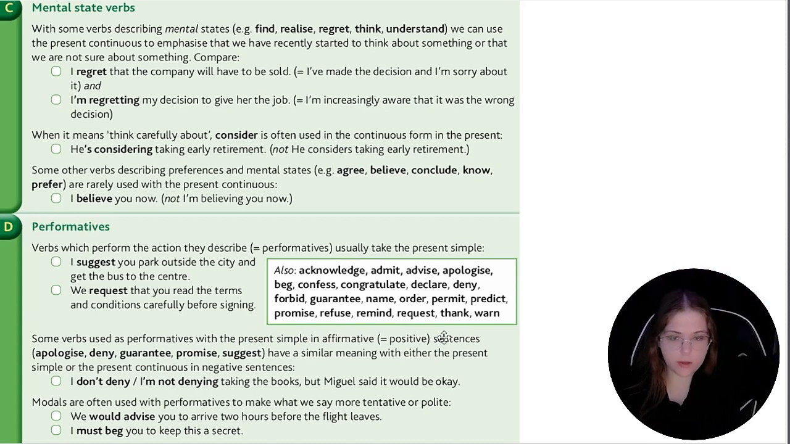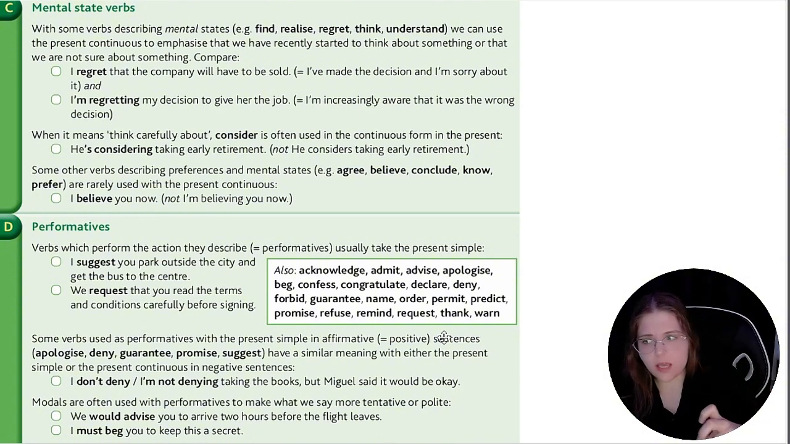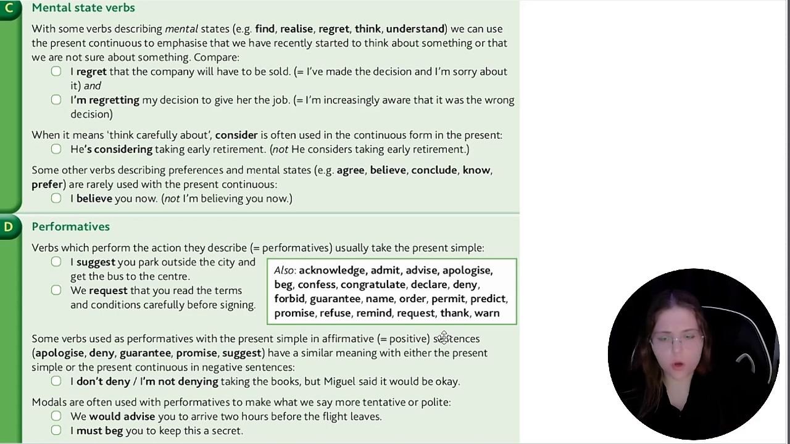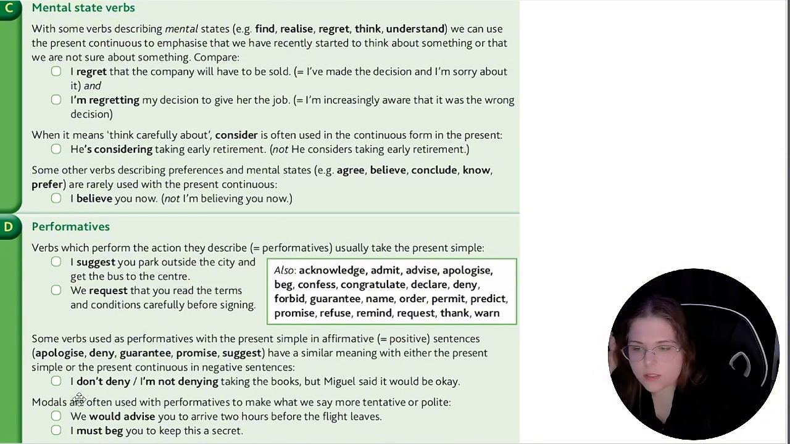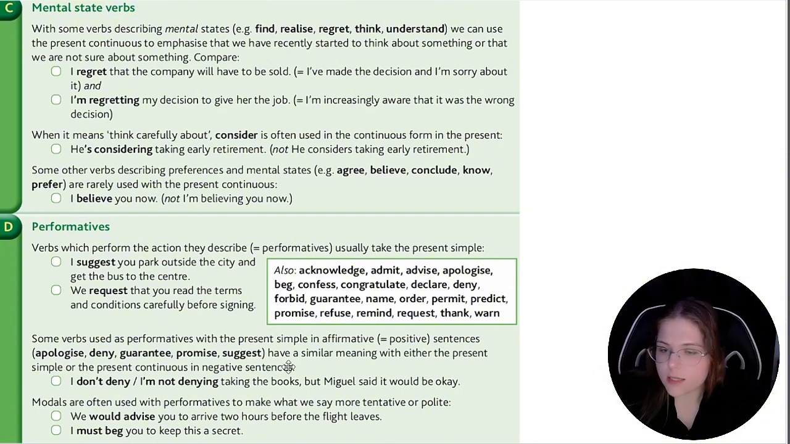Affirmative, for example, I go to school. Negative, I don't go to school. And interrogatives, do you go to school? So affirmative, positive, negative, negative, and the last one, questions, interrogative. Apologize, deny, guarantee, promise, suggest have a similar meaning with either the present simple or the present continuous in negative sentences.